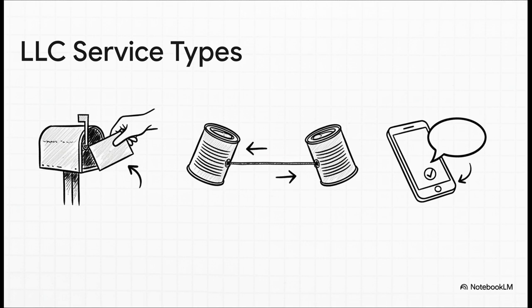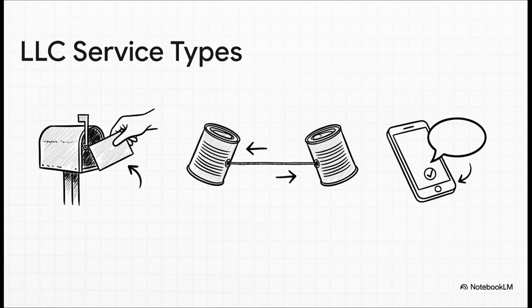The most basic is unacknowledged connectionless. This is exactly like dropping a postcard in the mail. You write it, you send it, and you just hope it gets there. There's no confirmation. Then you have connection mode. This is like making a phone call. You dial the number, you wait for the other person to pick up, and you establish a dedicated connection before you start talking. It's very reliable.